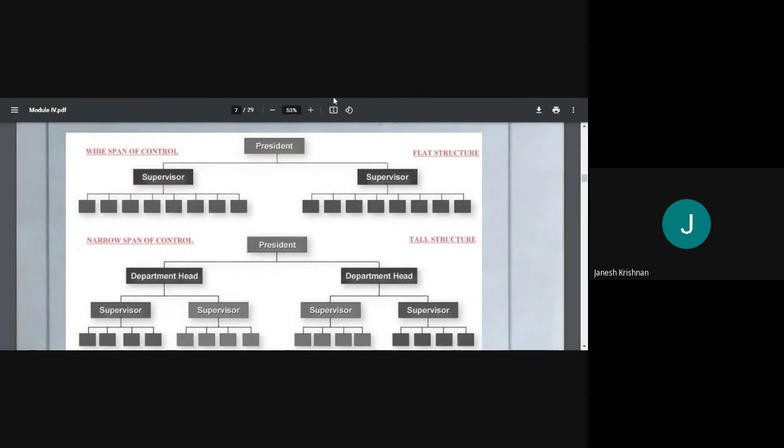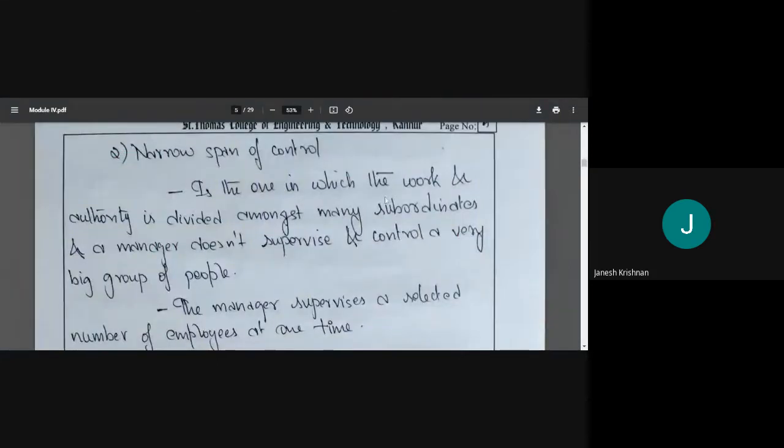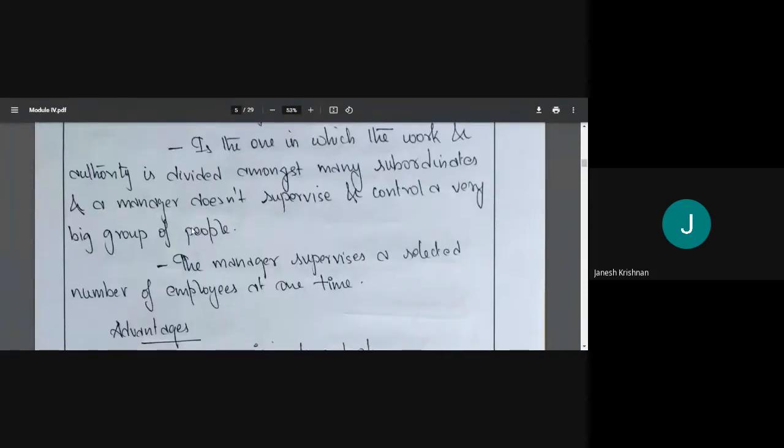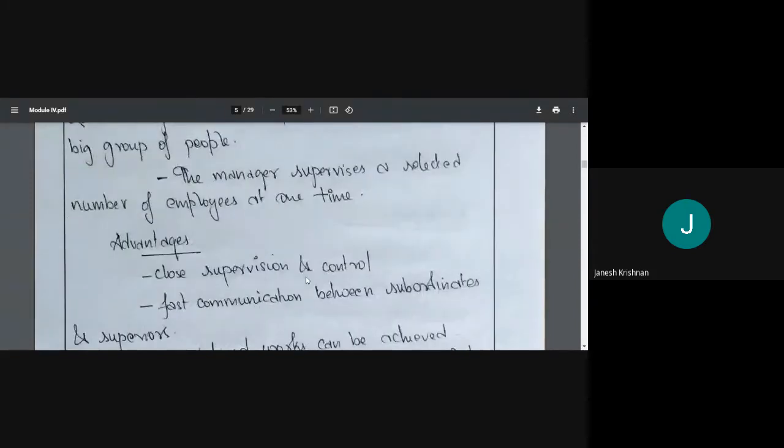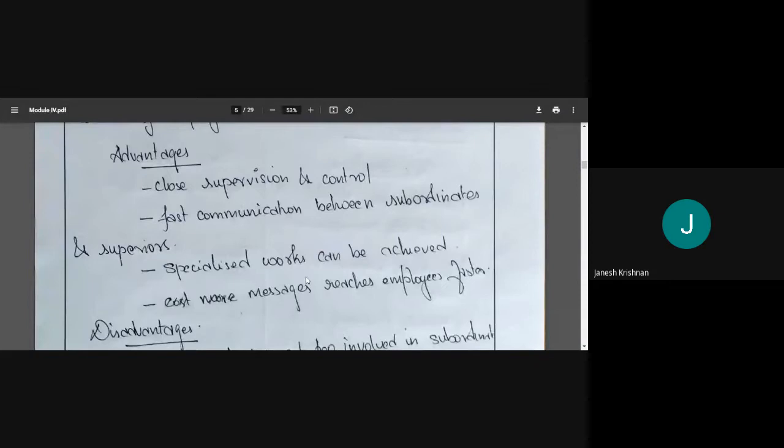Okay. So it's the one in which work and authority are divided amongst many subordinates, and the manager doesn't have to supervise and control a very big group of people. The manager supervises a selected number of employees at one time, and in this case only 4. Advantage: close supervision and control.